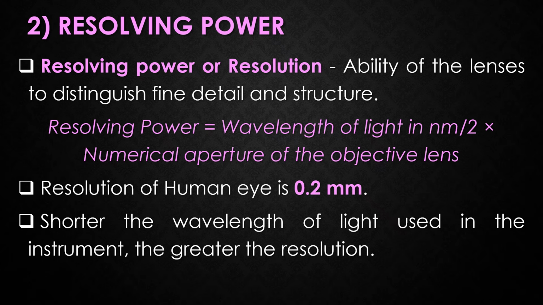And the resolution of the human eye is 0.2 millimeter. A general principle of microscopy is that the shorter the wavelength of light used in the instrument, the greater the resolution. This is the general principle of microscopy.